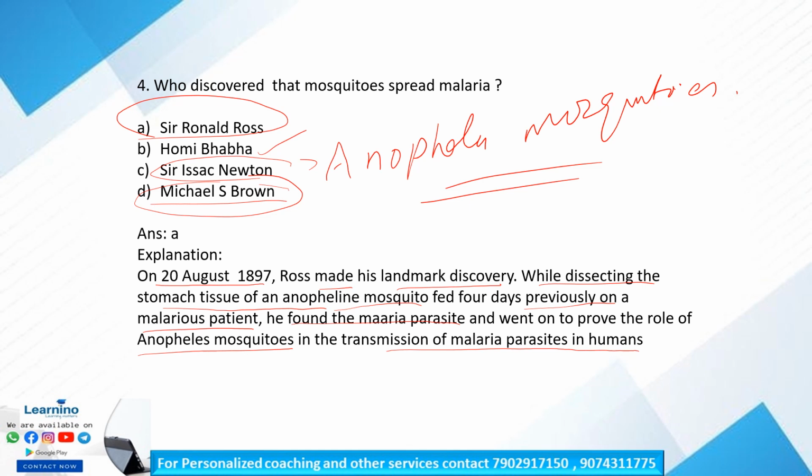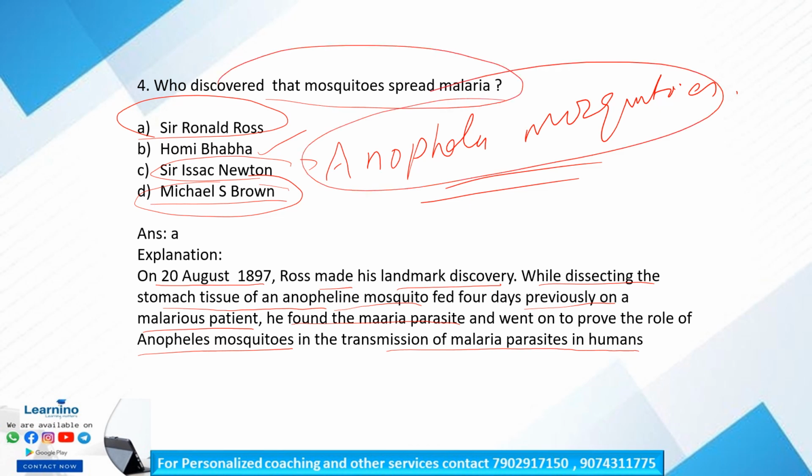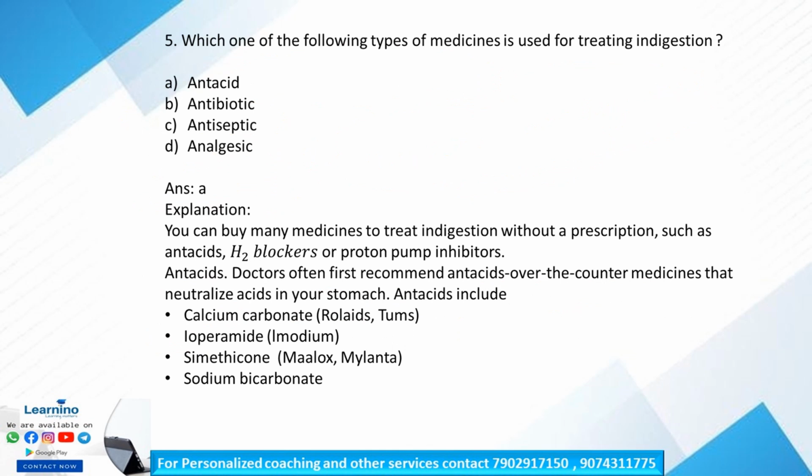Homi Bhabha is the father of Indian nuclear physics, right? So our answer here, who discovered that mosquitoes spread malaria, that is Anopheles mosquitoes spread malaria, is discovered by Sir Ronald Ross. Clear? Then move on to the 5th question. Which one of the following types of medicine is used for treating indigestion? Okay, medicines for indigestion are antacids. Antacids are the medicines used for indigestion. Clear? So let's move on to the explanation.